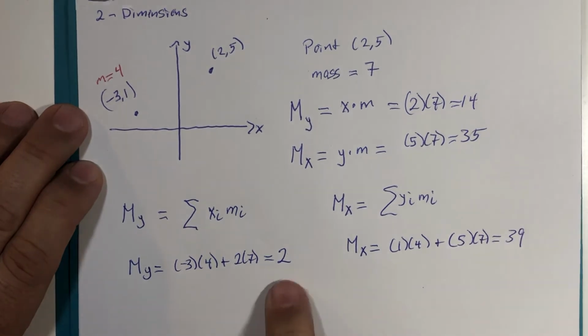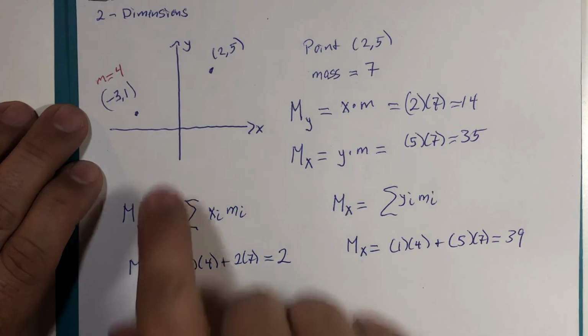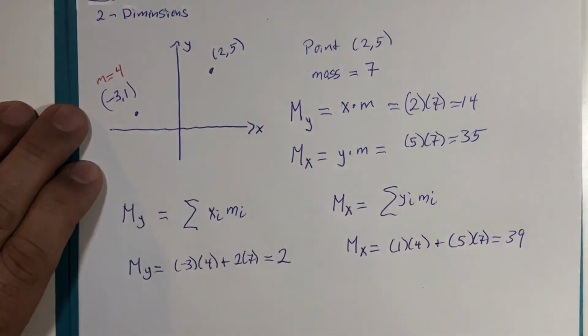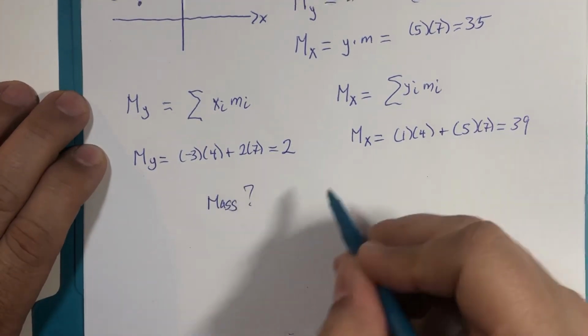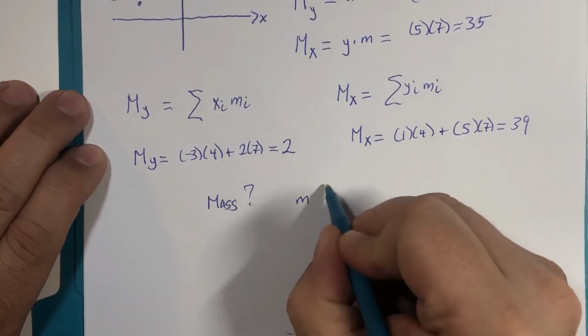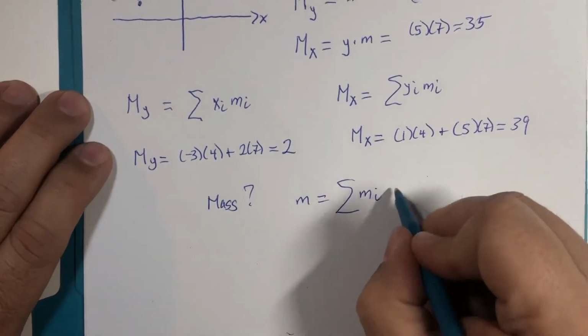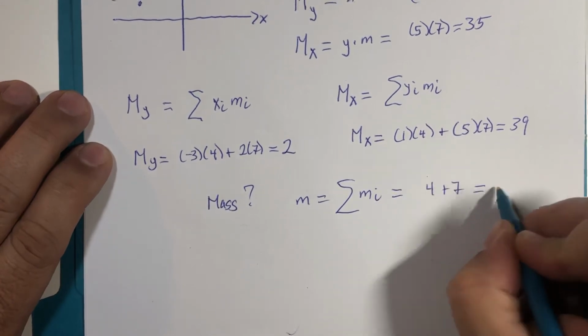39. And these both being positive values means eventually our center of mass is going to be somewhere where both x and y are positive, this quadrant here. But first we need our mass. And mass would just be the sum of all the individual masses, which for this problem is just 4 plus 7, which is 11.